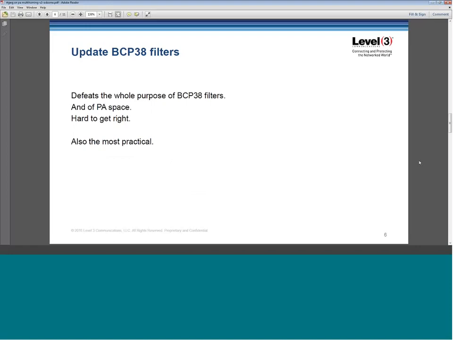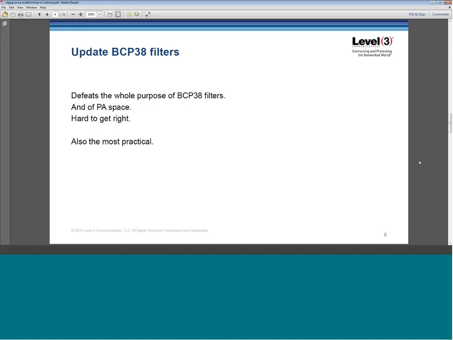So we could update BCP 38 filters. This is the most practical. Just start punching holes in PA allocations to effectively make them PI or constrained PI or whatever you want to call them. It's hard to get right, but it is sort of what we do today. You tell us what prefixes you're going to send us, and we believe you, is the short answer.